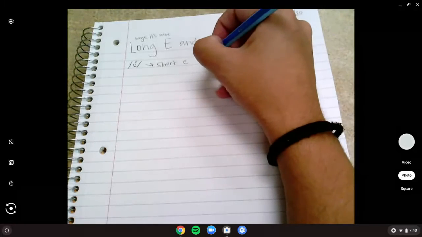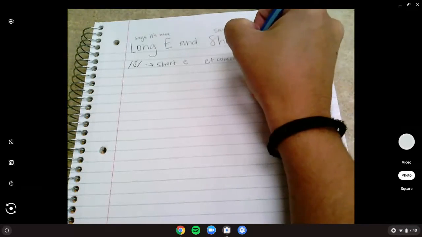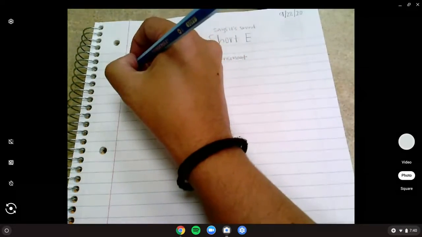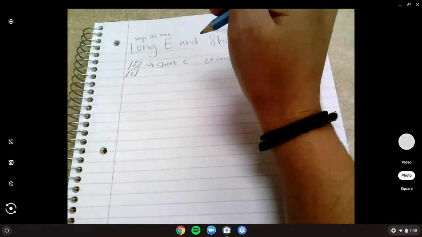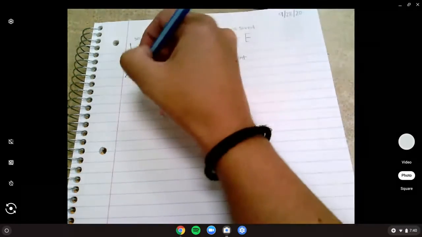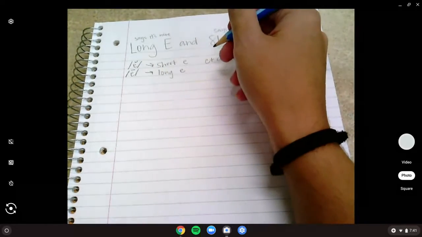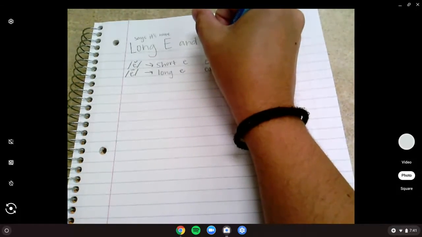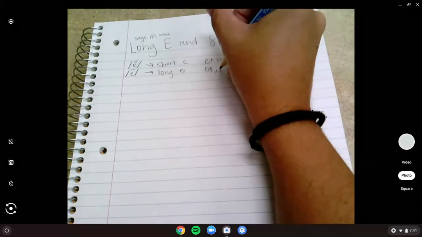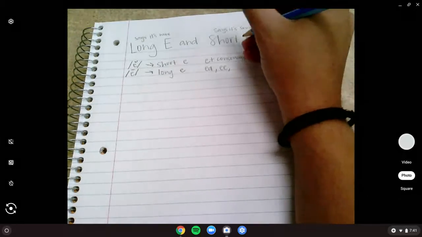It's going to say that, okay? So usually you have E plus a consonant for that short E. Now sometimes you might see E like this, and that tells us it's that long E. So this is that long E. We can see this spelled a few different ways. We can see it like E-A. We can see it E-E. We can see it I-E.